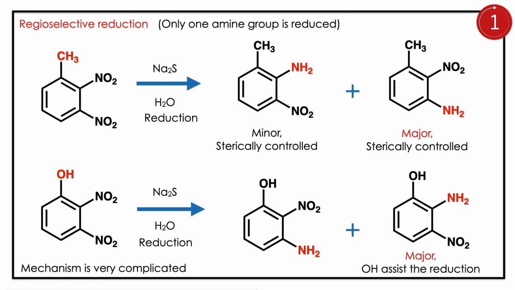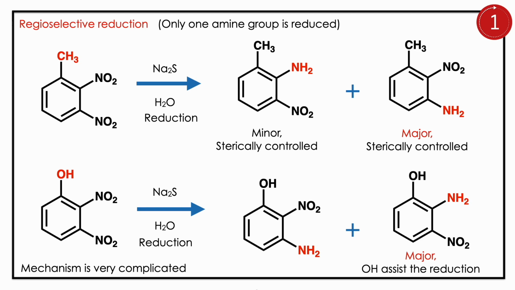The reaction involves regioselective reduction, meaning selectively one functional group will be reduced. The only difference between the A and B reactions is the methyl and alcoholic group. The methyl group reaction is sterically controlled, so only the meta product got reduced.